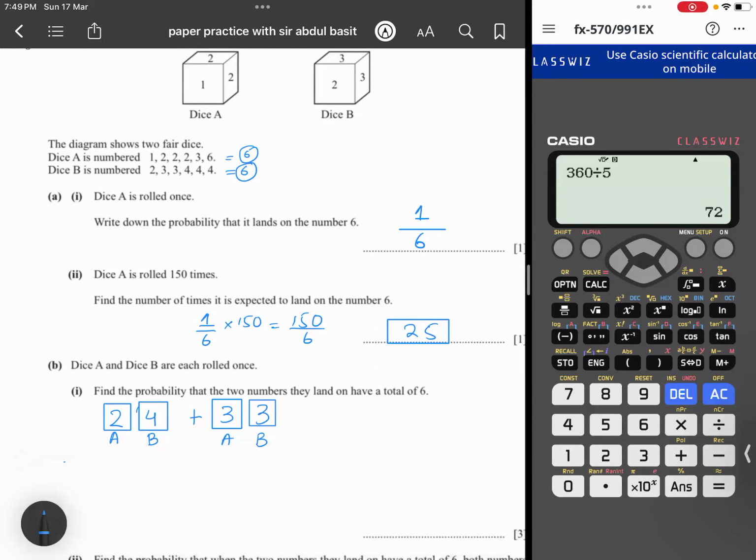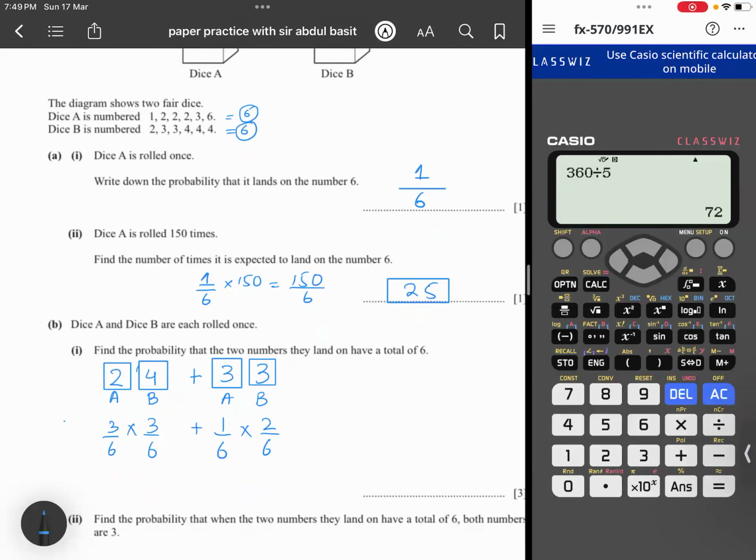तो प्रोबेबिलिटी ऑफ 2 ऑन डाइस ए इज 3 आउट ऑफ 6, multiply by probability of 4 on dice B is 3 out of 6 as well, plus probability of 3 on dice A is 1 out of 6, multiply by probability of 3 on dice B is 2 out of 6. 3 3s are 9 and 6 6s are 36, plus 2 1s are 2 and 3 6s are 36. 9 plus 2 is 11. 11 by 36 is the final answer.